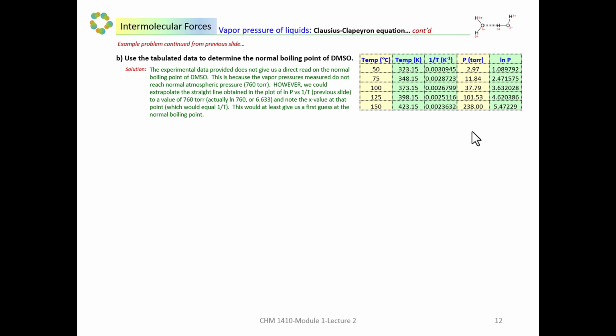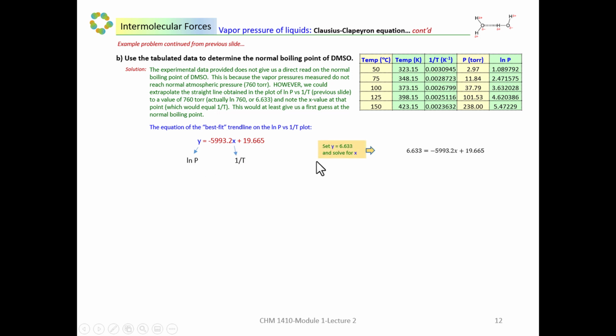What we could do is basically extrapolate the line that we drew on our graph so that the vapor pressure was 760 torr. Another way of saying that is that we can use the equation of the line for our graph to try to get the normal boiling point. And here's how we go about doing that. Here's the equation of the line for the DMSO plot on the previous slide. And of course, y is the natural log of P, and x is 1 over T. And what we're going to do is set y equal to 6.633.